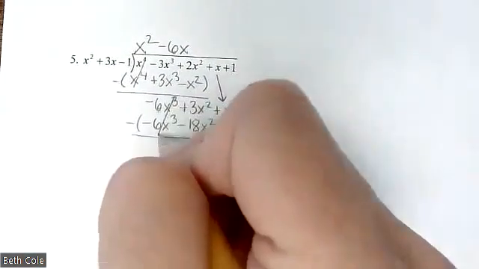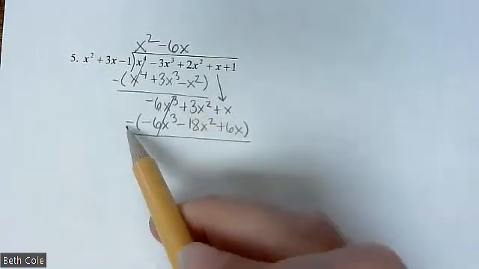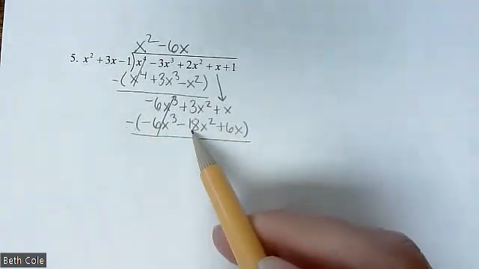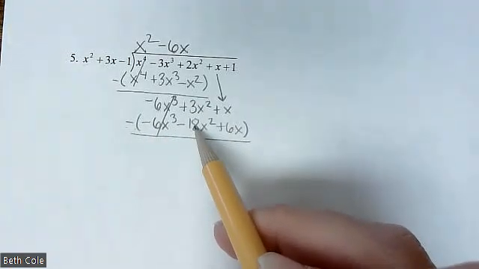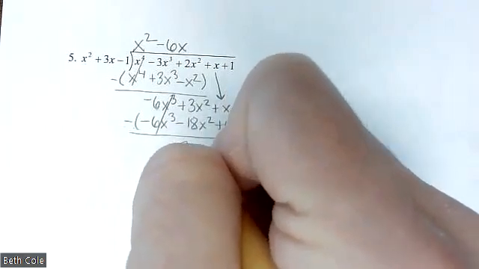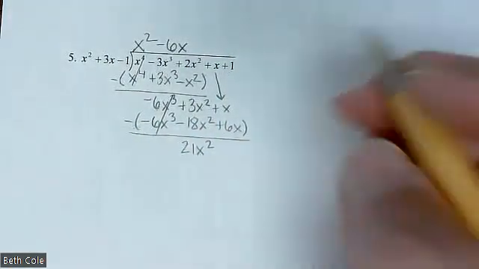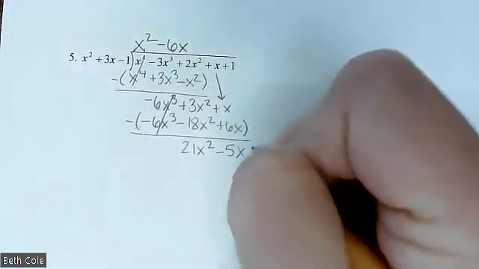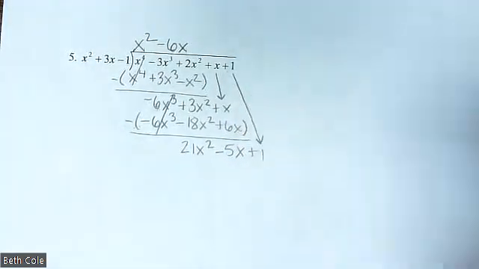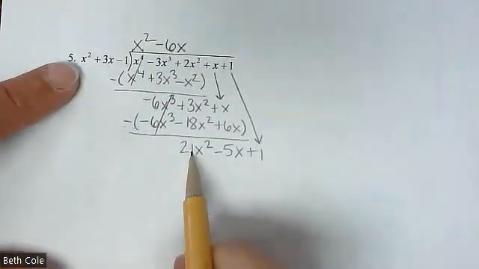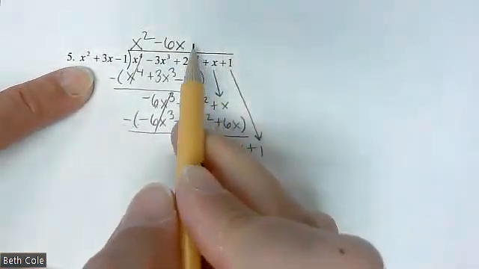First column cancels. It's opposite day. This is 3 what? Plus 18. So that's going to be 21x squared. And this is 1x minus 6x. So minus 5x. Bring down the 1 and then one more time. What am I going to multiply by? What do I need to put up here? What's my next number? 21.